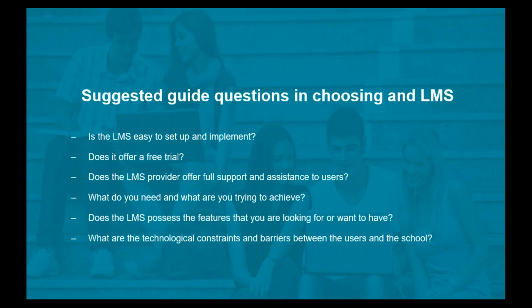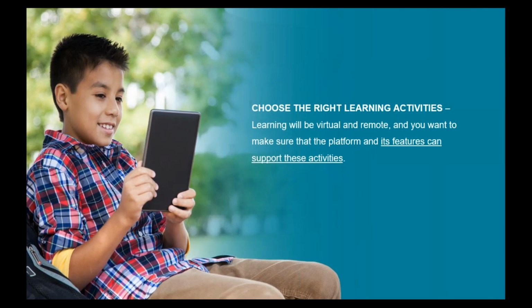And then after that, you need to choose the right learning activities. This is still part of implementation. Choose the right learning activities. Learning will be virtual, remote, or in class, and you want to make sure that the platform and its features can support all of these activities. What are the recommended activities that you can do or apply in a learning management system?